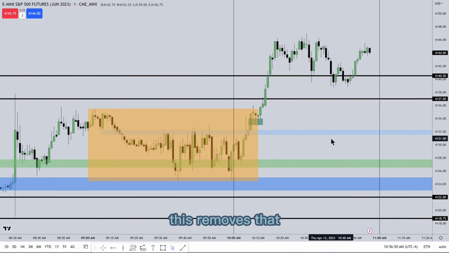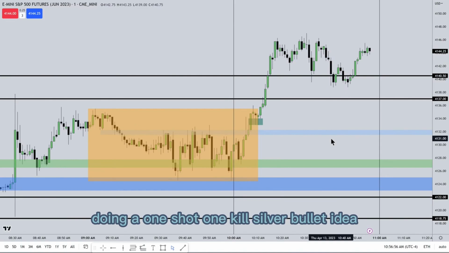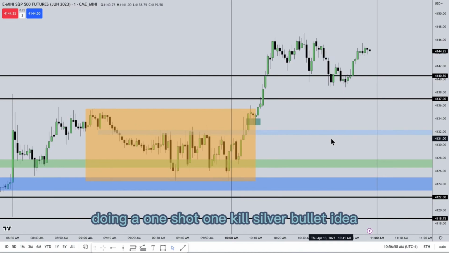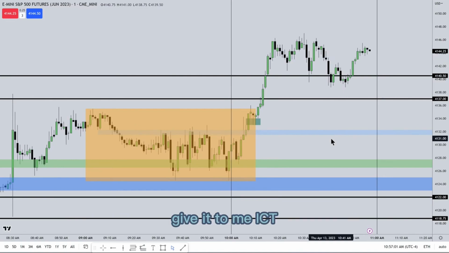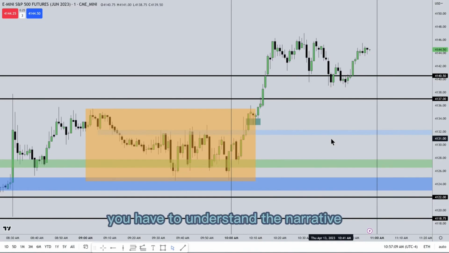This removes that. It's very specific, time-based. Silver bullet. You want a one-shot, one-kill, silver bullet idea? Give it to me, ICT. Well, here it is. Repeats and repeats. But how does it work? You have to understand the narrative.